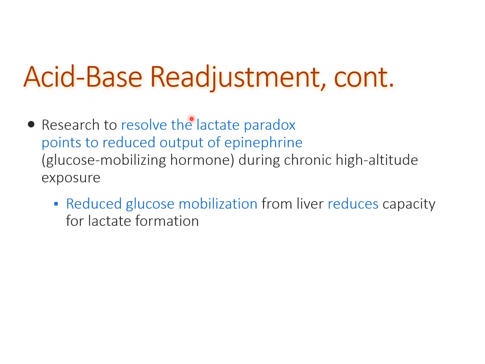So they've done some research to find out why lactate actually decreases as we get past that 4,000 meter mark. And it seems to point to a decrease in epinephrine being passed into the system at chronic high altitudes. So when we're not getting that catecholamine release of epinephrine, remember that epinephrine is a glucose mobilizing hormone. It actually helps get glucose from the liver and put it into our bloodstream. So when we don't have this glucose mobilization or this glucose coming from our liver, it reduces the capacity for lactate to form. So when we get to those higher altitudes, we just don't get the epinephrine activity, and therefore we don't get glucose that allows us to create lactate.